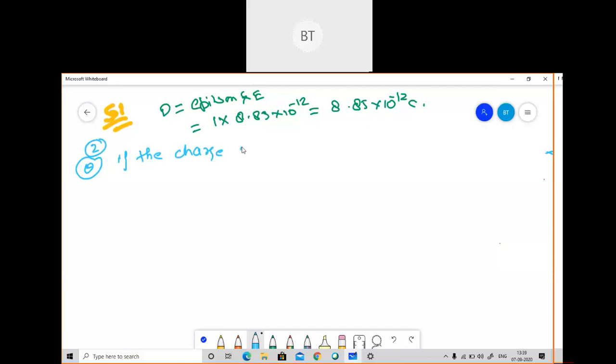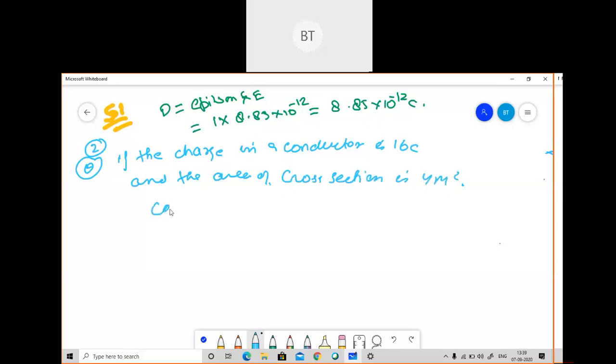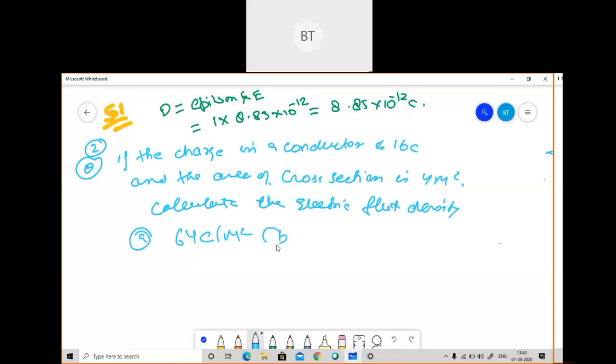If the charge in a conductor is 16 coulomb, and the area of cross section is 4 meter square, they are asking you to calculate the electric flux density. And your options are: 64 coulomb per meter square. Second option is 16 coulomb per meter square. Third option is 4 coulomb per meter square. And fourth option is 2 coulomb per meter square.